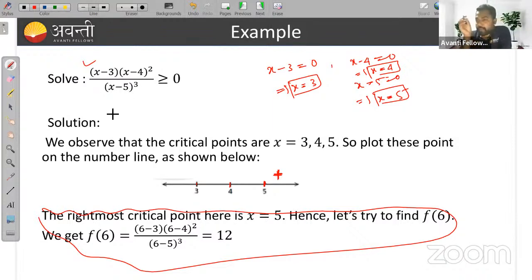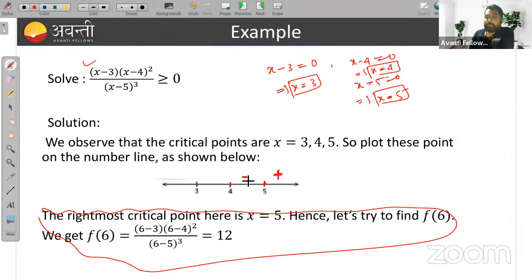So in (x minus 5) raised to 3, what is the power? The power is 3. Is it an odd power or an even power? It is an odd power. If you have an odd power, what should you do? You have to change the sign after the point. So that's why I am changing positive into negative.